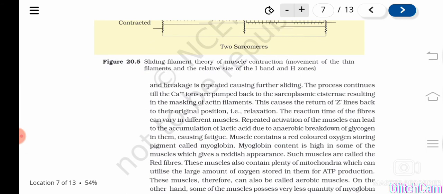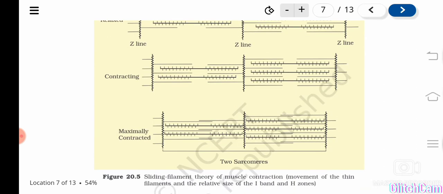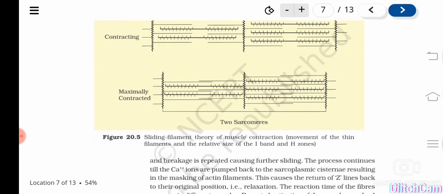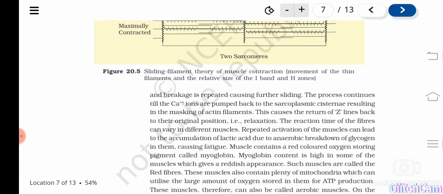Further sliding of actin filaments, with cross bridge formation and breaking. That will continue, and that causes what? Pulling of these actin filaments or thin band towards the inside. This process will continue till when? Till all the calcium ions are pumped back to the sarcoplasmic reticulum. Understood? Once calcium ions are not available, troponin will bind to the active site and cover it. So that causes the return of the Z line back to the original position, and relaxation happens.